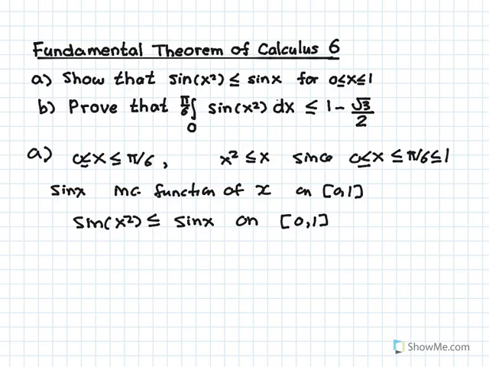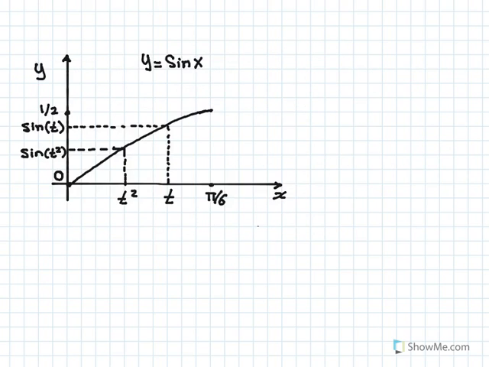We're going to illustrate this with a diagram. Here we have a graph of sine x on the interval 0 to pi over 6. And clearly you can see that sine of t squared has a smaller functional value than sine of t when x is between 0 and pi over 6. So that is how we're going to prove this. So t is less than or equal to 1, larger than 0. This implies that t squared is less than or equal to t.